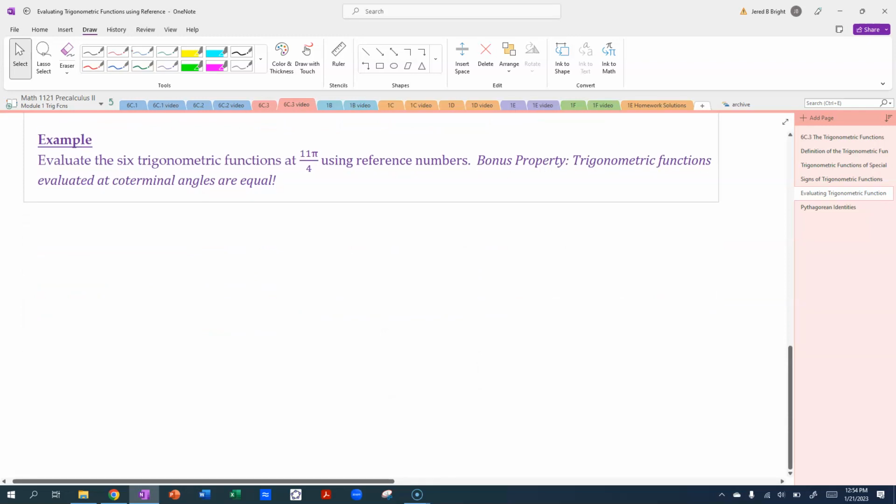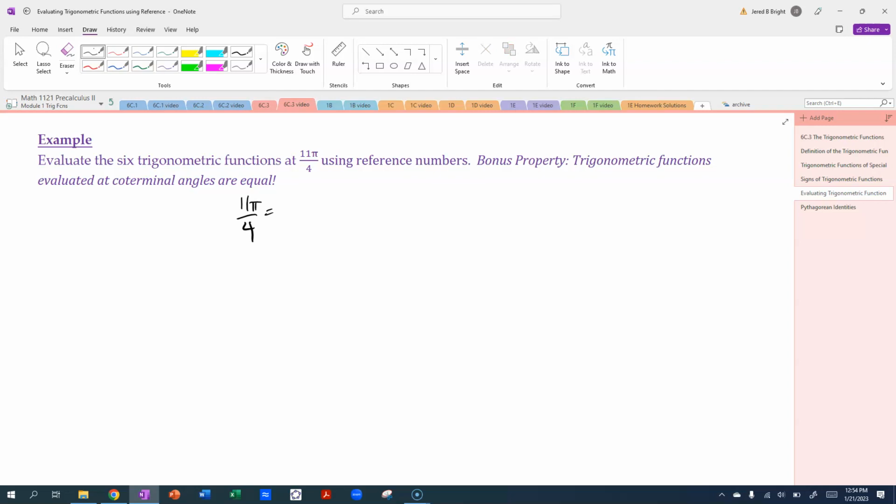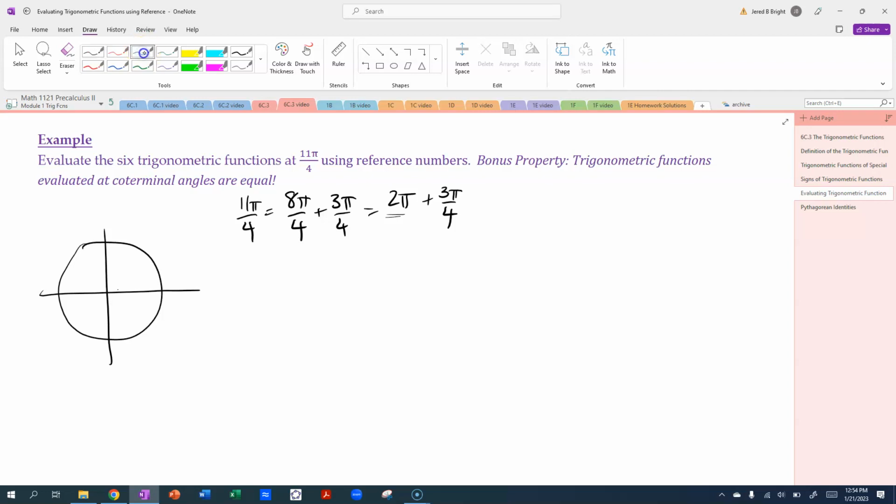Next example. We want to find the 6 trig functions at 11 pi over 4 using reference numbers, and you get a little extra bit there. So 11 pi over 4. I see this as 8 pi over 4 plus 3 pi over 4, where 8 pi over 4 is 2 pi, and then I have an additional 3 pi over 4. So you go one time around for the 2 pi, and then you go 3 pi over 4 more. I can imagine my unit circle: I go one time around, and then 3 pi over 4 more, landing in quadrant 2. So this is my theta of 11 pi over 4.